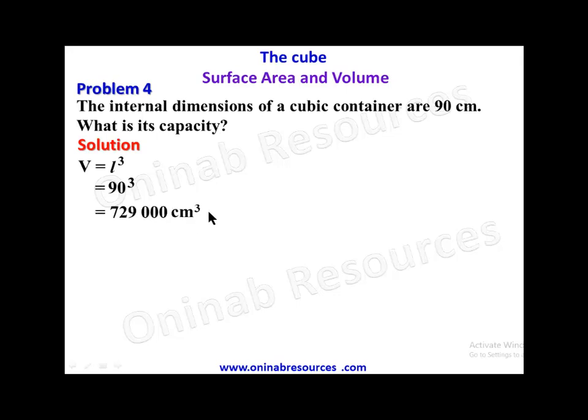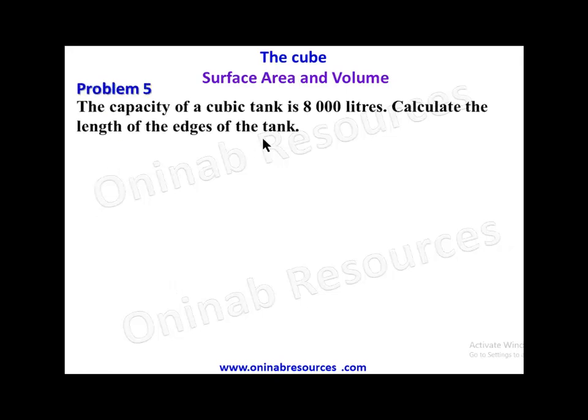So we have 729,000 cubic centimeters. To convert it to capacity now, we divide by 1000. 729,000 divided by 1000 gives 729 liters. And that's the end of the solution to problem 4. We go to problem 5.